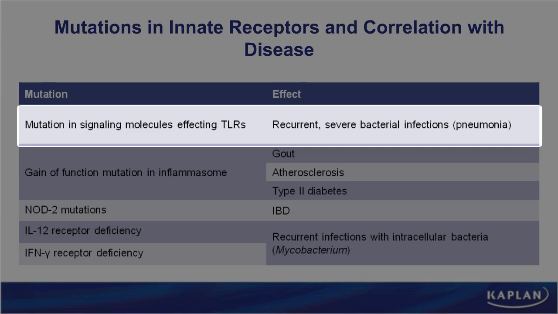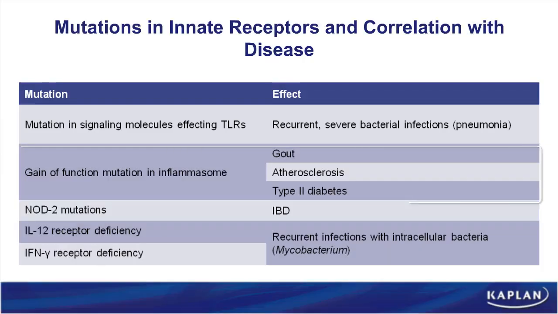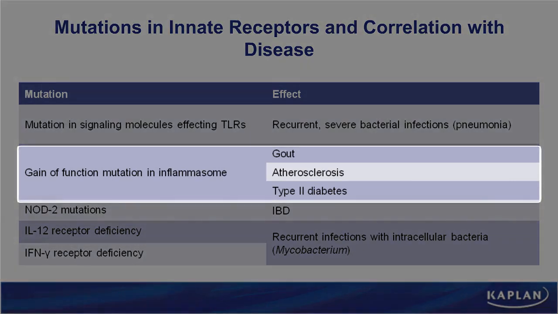Now, if I am more prone to infection, that sounds like a loss of function mutation. So these mutations, again, keep in mind, that's a great way they could test you on this. What type of mutation is it? It's a loss of function mutation. Examples of gain of function mutations, we have a couple examples here that are very well documented.